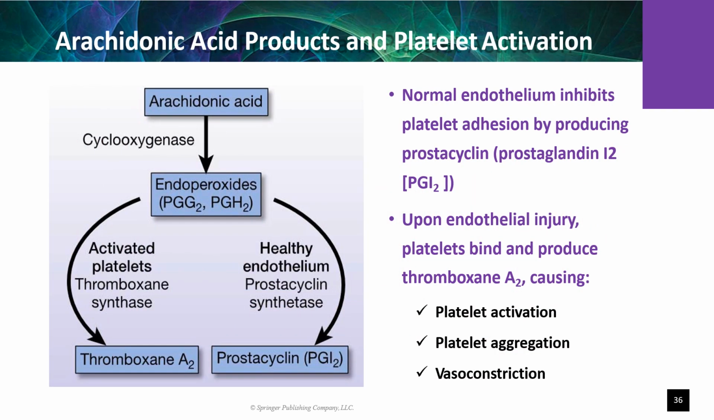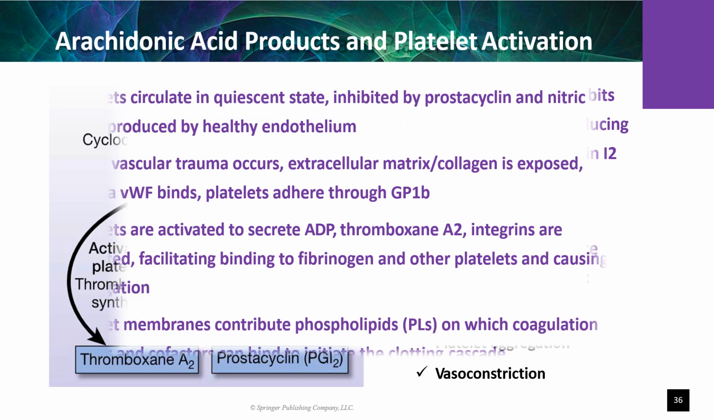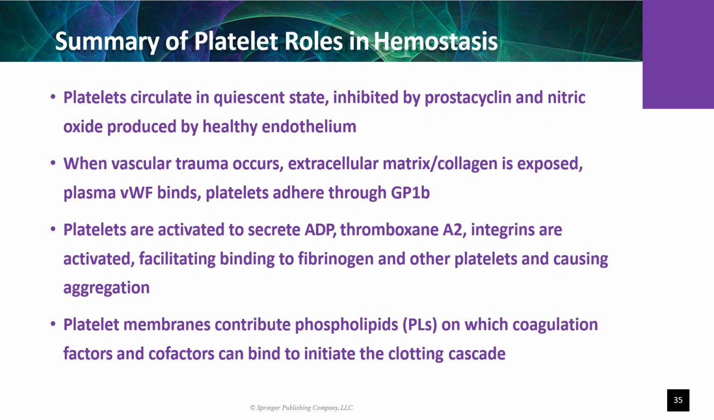Two products of arachidonic acid metabolism are prostacyclin and thromboxane A2. These are significant in the balance of anticoagulant and procoagulant forces in healthy and damaged vessels. This is a summary of the platelets in hemostasis.